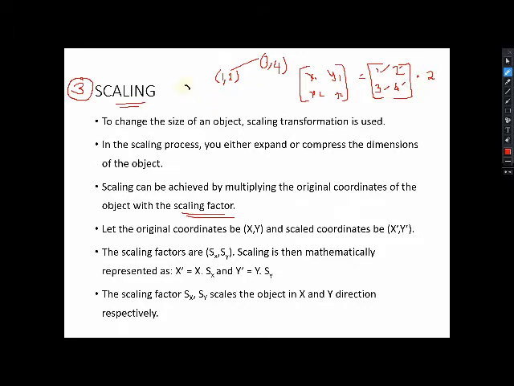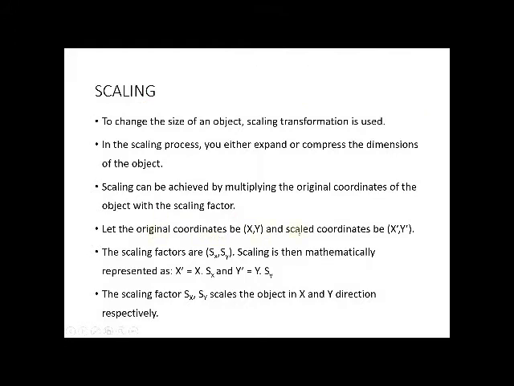Usually scaling is applied to closed figures like a triangle, a rectangle, a square, a tetrahedron. Even for lines, we can change the length of the line by doing a scaling. So let the original coordinates be x y, and the scaled coordinates we can call x dash y dash. Then the scaling factors are represented as sx and sy. So the x coordinate will be multiplied with sx, and the y coordinate will be multiplied with sy. If we have 1 and 2 as the coordinate and the scaling factor 2, 2, then the scaled point will be 1 into 2, 2, 2 into 2, 4. So this will be the scaled point.